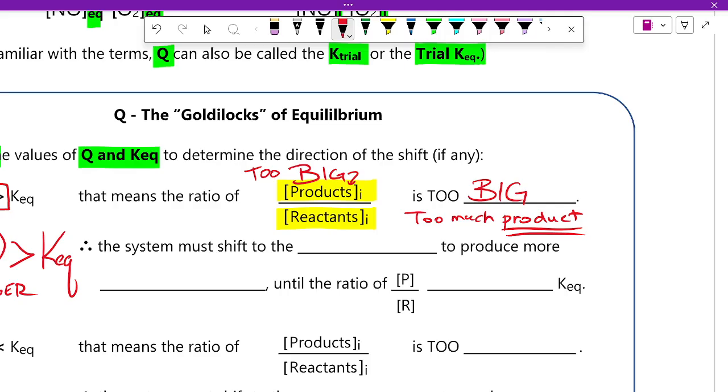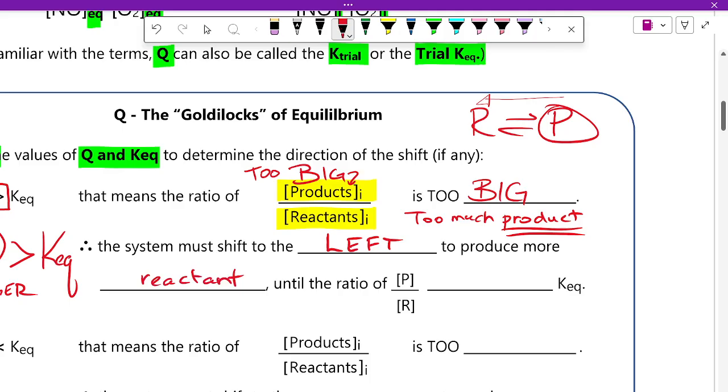Okay. If we have too much product, the system is going to shift to the, if we got too much of this, it needs to shift left to produce more reactant until the ratio of product to reactant is equal to KEQ.